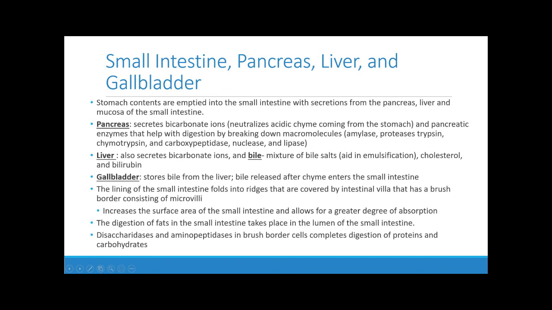The lining of the small intestine maximizes surface area by folding into ridges covered in villi. These villi are lined with brush border cells that have their own microvilli. While digestion of fats occurs in the lumen of the small intestine, these brush border cells contain enzymes, disaccharidases and aminopeptidases, that complete digestion of proteins and carbohydrates.